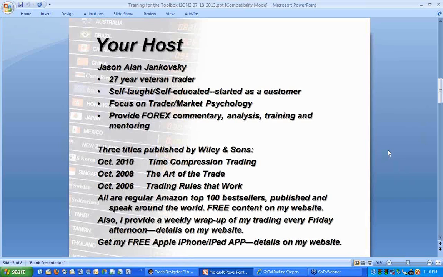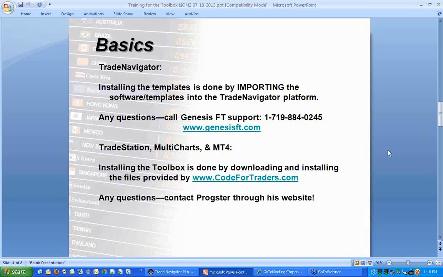Okay, that being said, let's go ahead and get right to work. A couple of things that I want you to be aware of right away. Of the available platforms that the Toolbox runs on, there are some unique things you need to know. First of all, if you're using it on Trade Navigator, you need to have access to Genesis Financial Technology support. There's the telephone number. If you don't have it, there's their website.